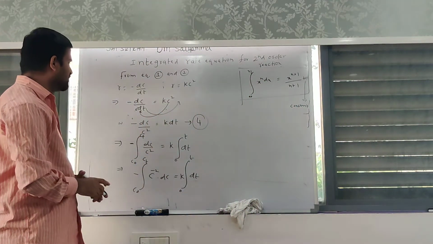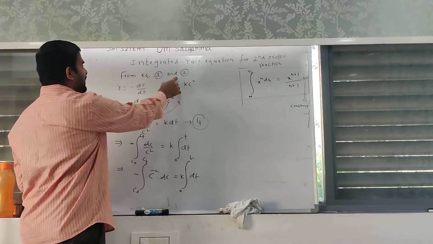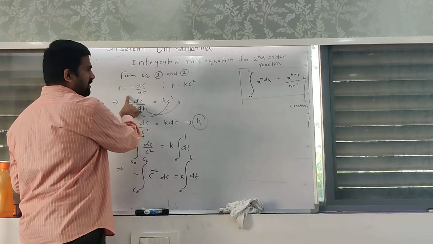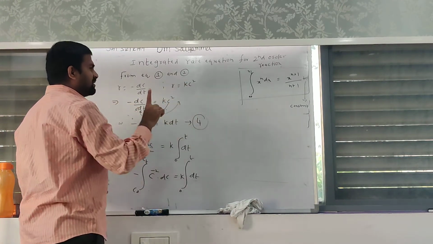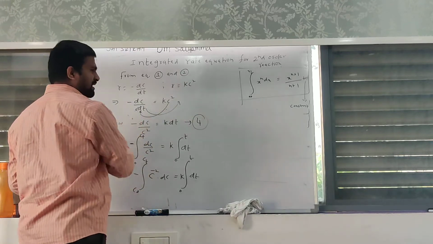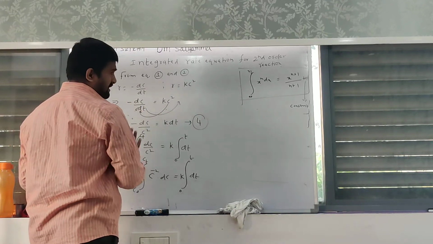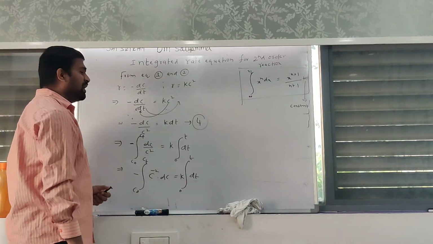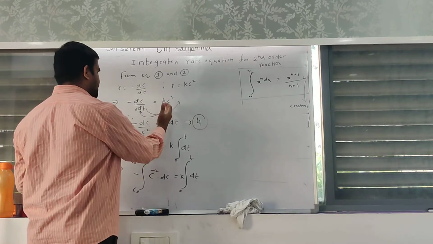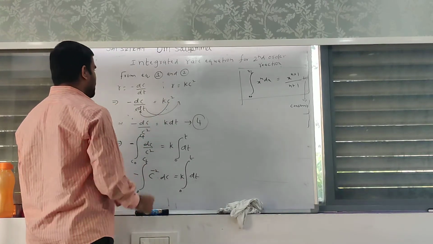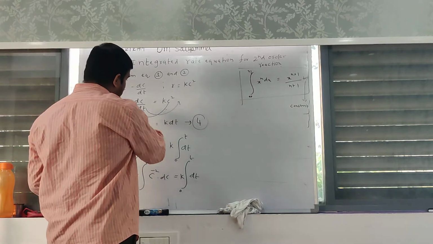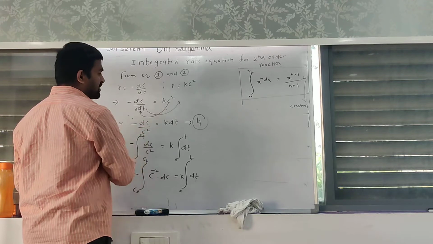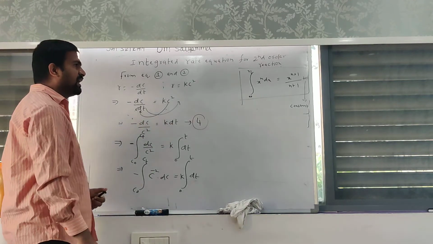Once again I repeat. From equation 1 and 2, rate is equal to minus dc by dt. Equation 2, rate is equal to kc square. Here the left hand sides are same, so you can equate the right hand sides also. Minus dc by dt is equal to kc square. I want concentration on this side and time term on this side. Finally, we get the equation minus dc by c square is equal to k dt. This is equation 4.